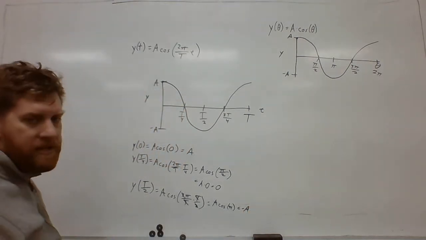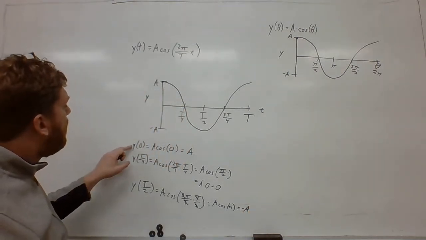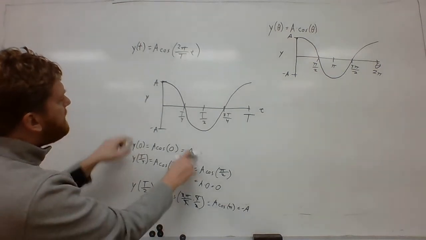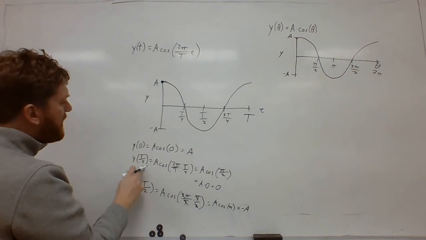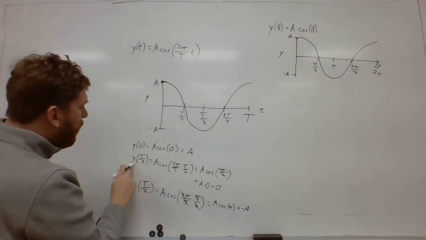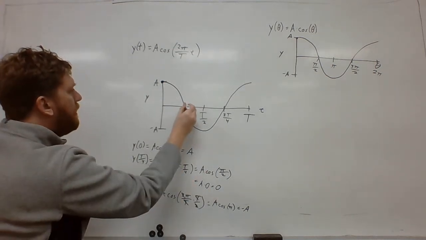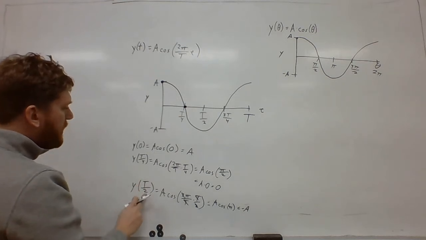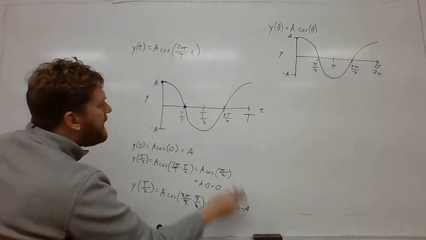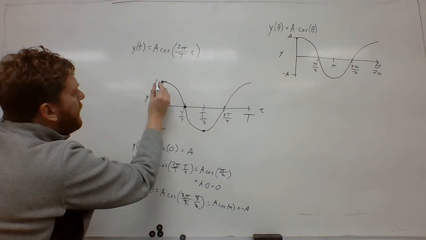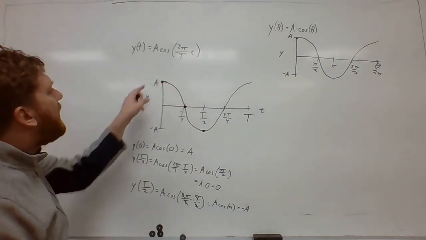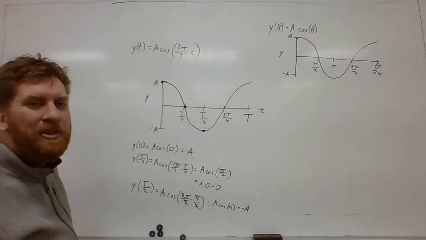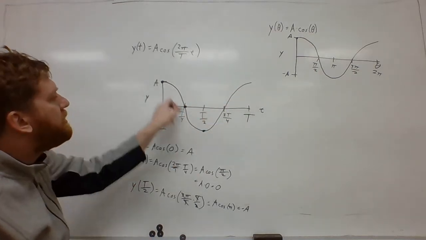Okay, we have enough points to start this graph out. When time is 0, y is a. We figured out this point. When time is t over 4, y is 0. When time is t over 2, y is negative a. And so I just determined what the y positions are point by point, and I could connect the dots in a sinusoidal graph to determine what this graph looks like.